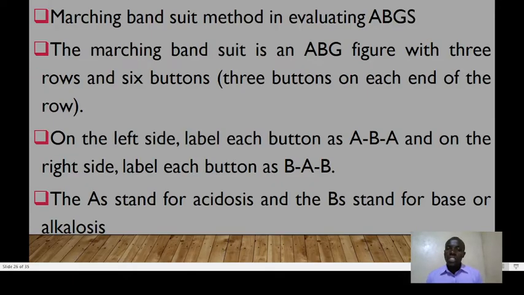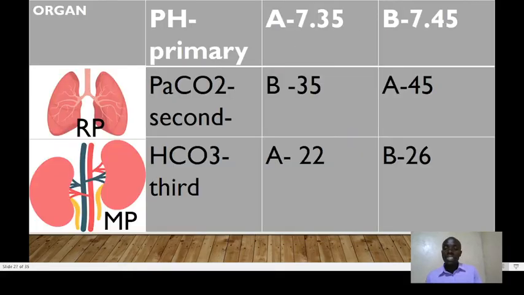So in calculating the ABGs, of course, we have several methods. We could have the ROME method, we have the tic-tac-toe method, but we prefer the matching band method in evaluating ABGs because it's much more elaborate, better and easier for most of us. The matching band in an ABG figure normally has 3 rows and six buttons. On the left of each one, we have the ABGs, the A and the B. A stands for acidosis and B stands for alkalosis.